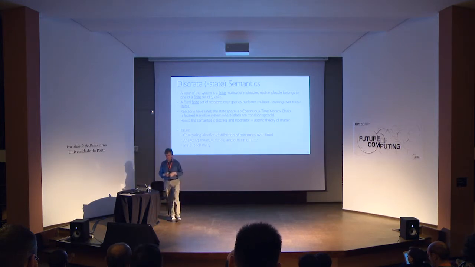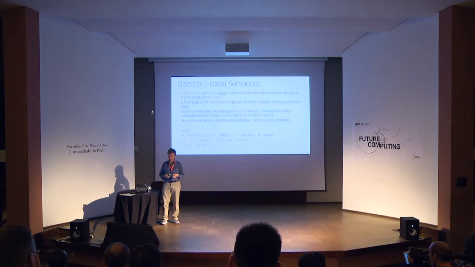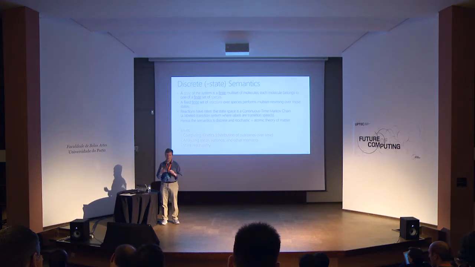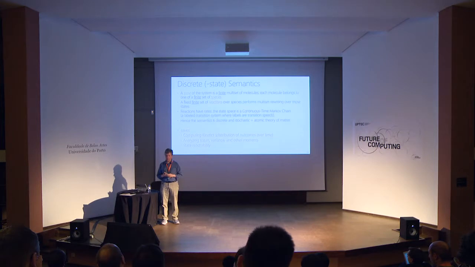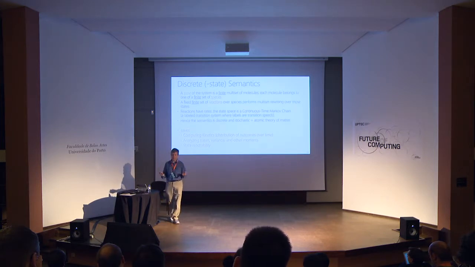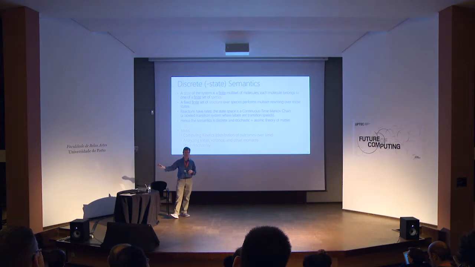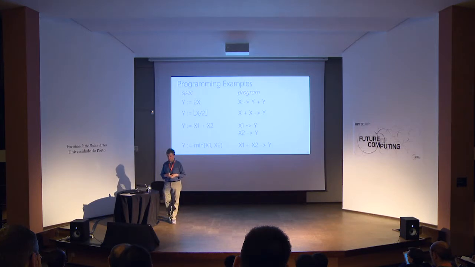Now, the problems you want to have analyzing this kind of model: you want to compute the kinetics of this model, meaning compute the distribution of outcomes over time. You want to analyze mean, variance, other moments of the distributions, and you want to ask about state reachability. Can this molecule be produced? What is the probability of producing this molecule after a certain time? And so on. So these are the questions that you want to ask.